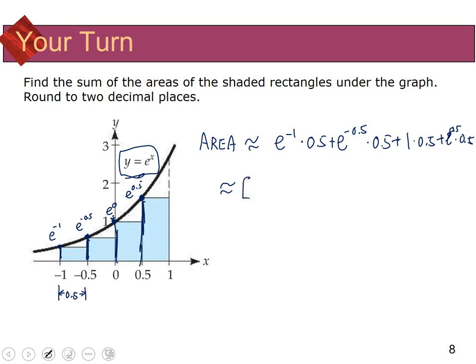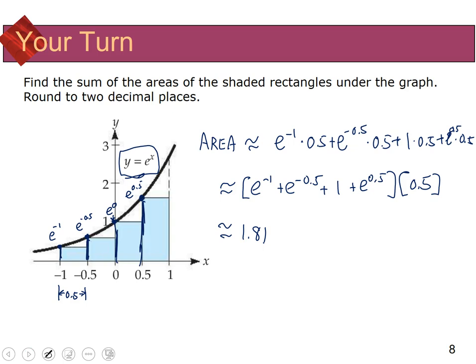Sometimes you'll see in calculus books, they'll just say, okay, if I take all of those left-hand corners, e to the negative 1 plus e to the negative 0.5 plus e to the 0, which is 1, plus e to the 0.5, and multiply that all by 0.5, because it's like the distributive property. That's going to give me the area. And so the area here is about 1.81 when I plug that into my calculator. So that's essentially what they're doing here.